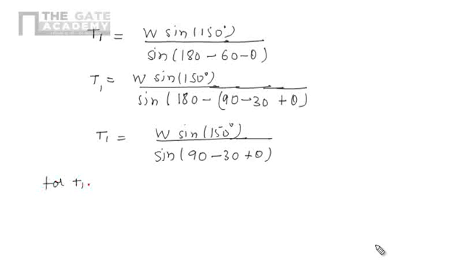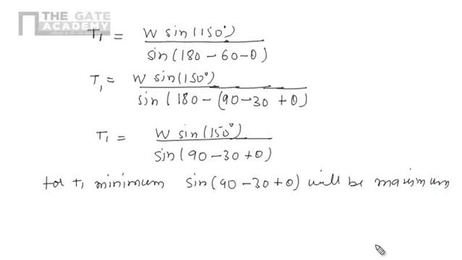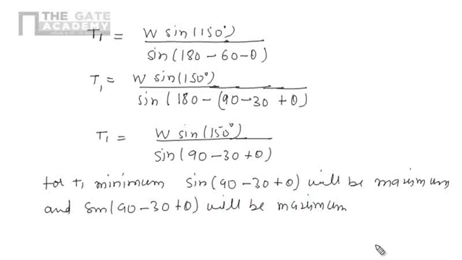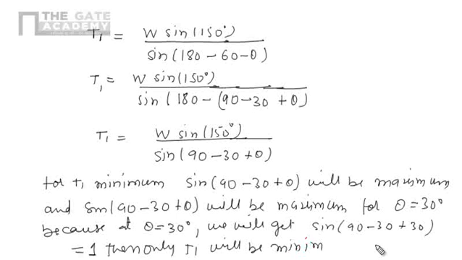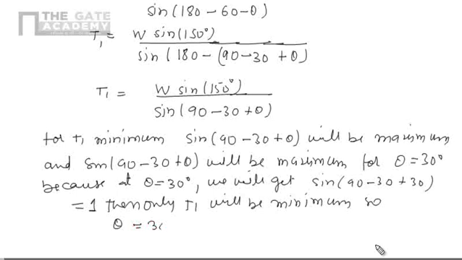Again for T1 minimum, sine (90 minus 30 plus theta) will be maximum, and sine (90 minus 30 plus theta) will be maximum for theta equals 30, because at theta equals 30 we will get sine (90 minus 30 plus 30) equals 1. Then only T1 will be minimum. So the correct answer is theta will be 30 degree.